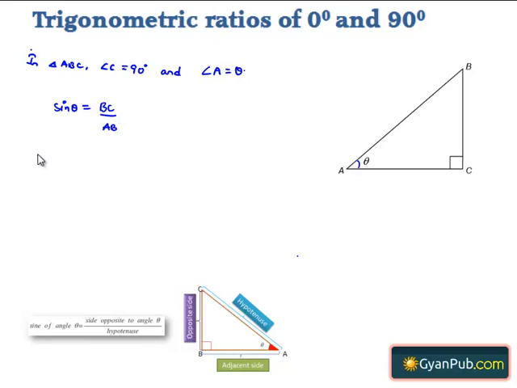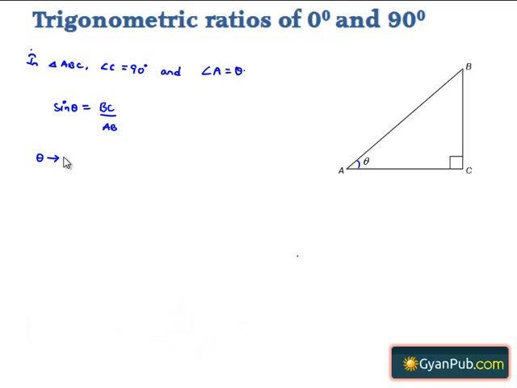Now let us assume that theta tends to 0 degrees. Then, as theta tends to 0 degrees, B coincides with C. Therefore, the distance BC will be equal to 0. Therefore, we can say that sin 0 degrees is equal to 0.